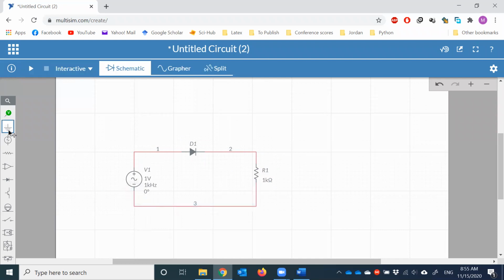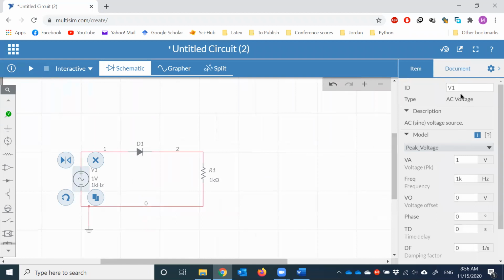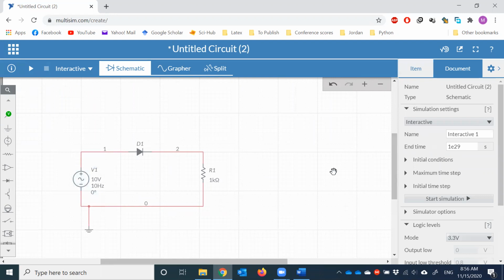And we never forget the ground. So we want to track the input voltage, and let me modify the input voltage to have, let's say, 10 volts and frequency of 10 hertz. Let's make it simple, easier to visualize. And for the resistor value, let's keep it at 1 kilo ohm. It doesn't matter.